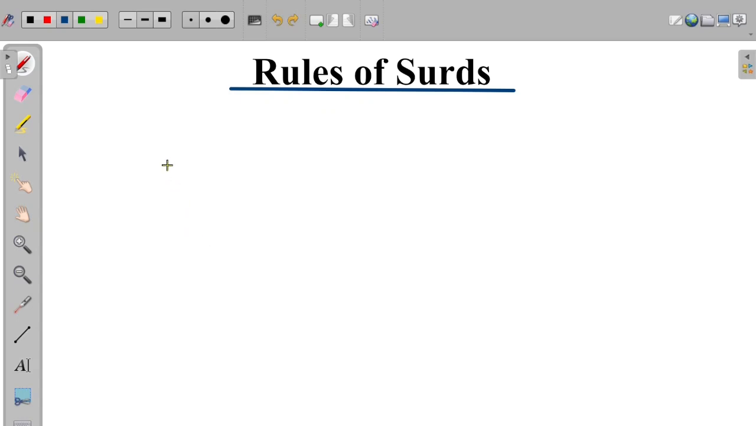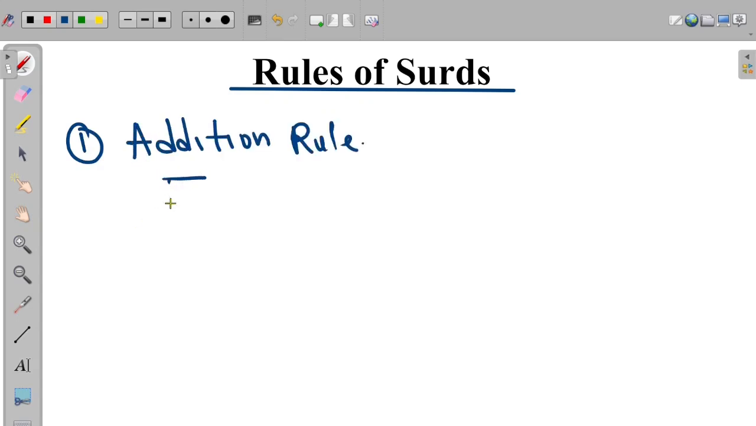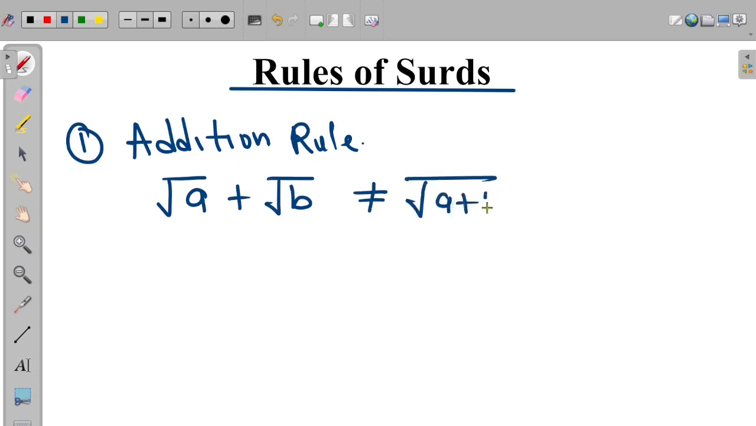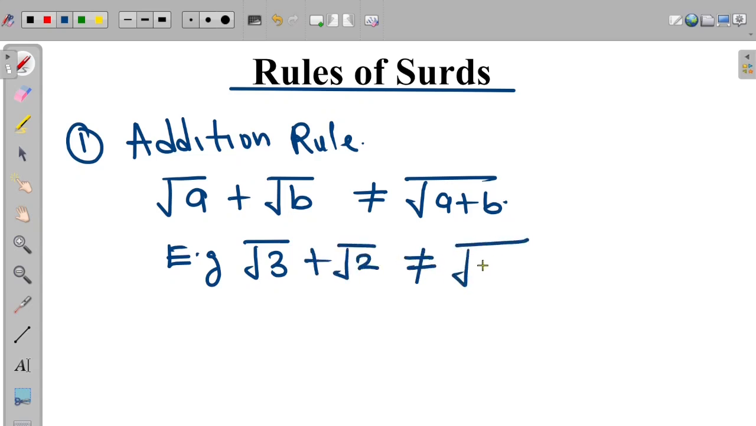So at this point, we are going to learn about the rules of surd. So the first rule of surd is known as the addition rule. So if I have two surds, say root A plus root B, this is not equal to root of A plus B. So for example, we are saying that root 3, which is a surd, plus root 2, which is a surd, is not equal to root of 3 plus 2.